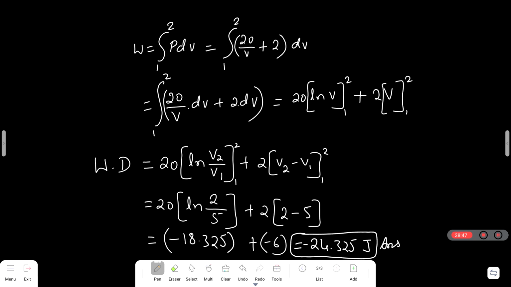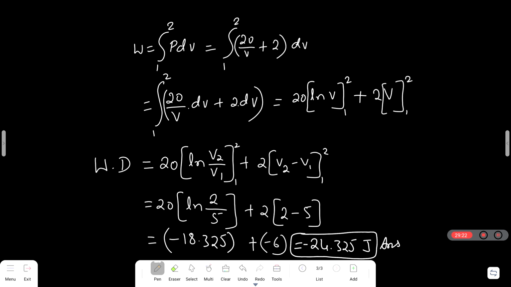So this is a special case. When you are not able to decide which process, what is it that you have to do? Go to the basic definition. What does the minus sign indicate? That work is done on the system. Very clear. Look at the board. Volume is decreasing, 5 meter cube to 2 meter cube, whereas pressure is increasing.